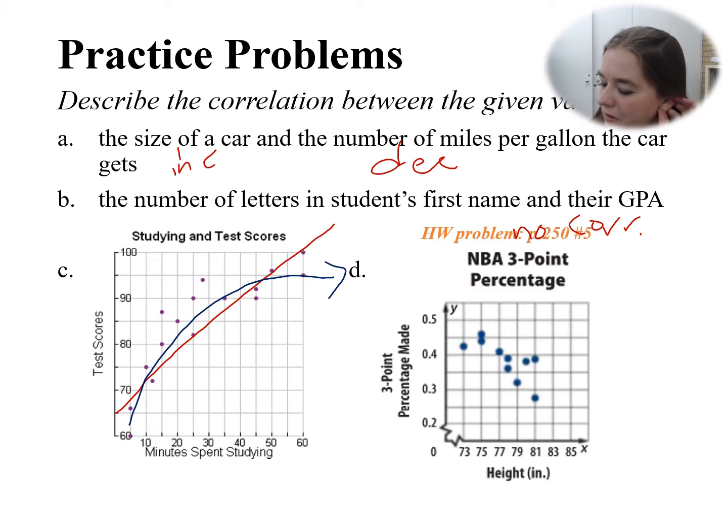Last one, and this is out of the homework. I see the NBA three-point percentage compared to the height of the player. And this one here, I can see a negative correlation. What that tells me, my interpretation of that is that as height increases, the three-point percentage made decreases.